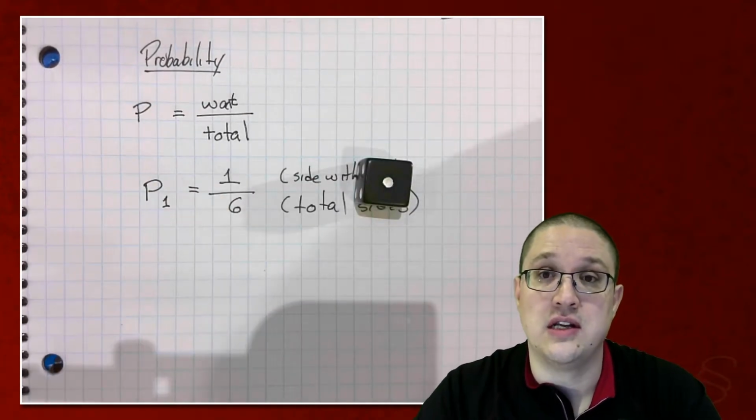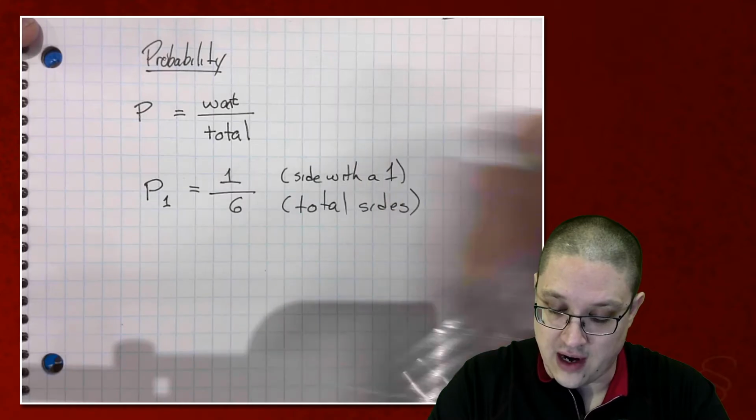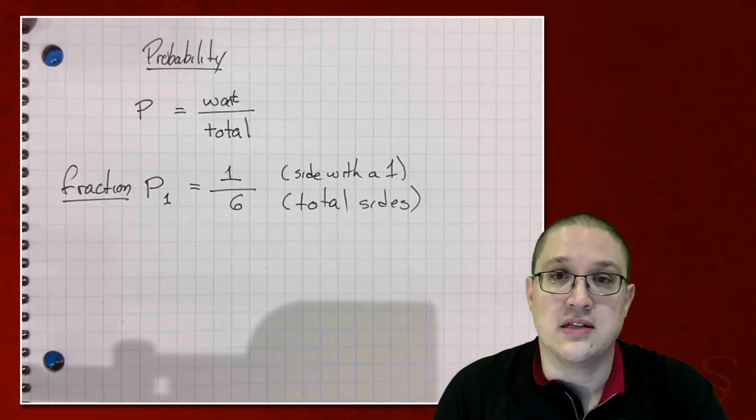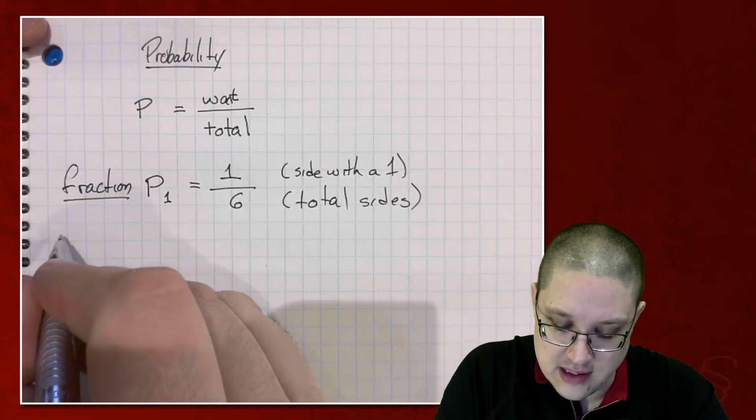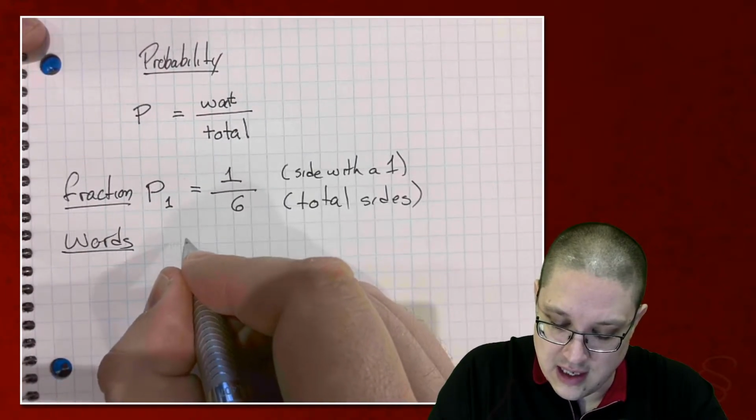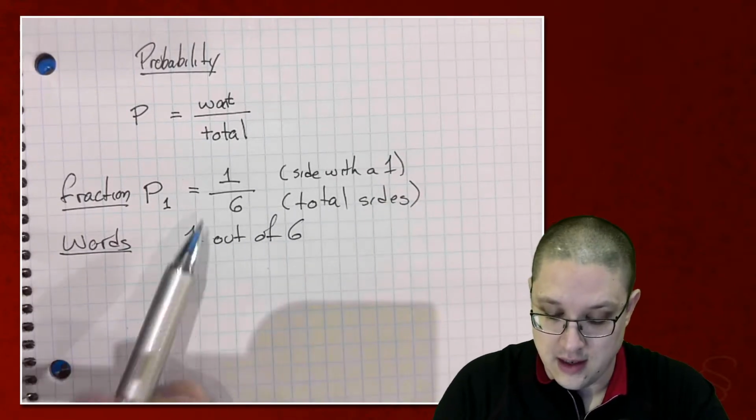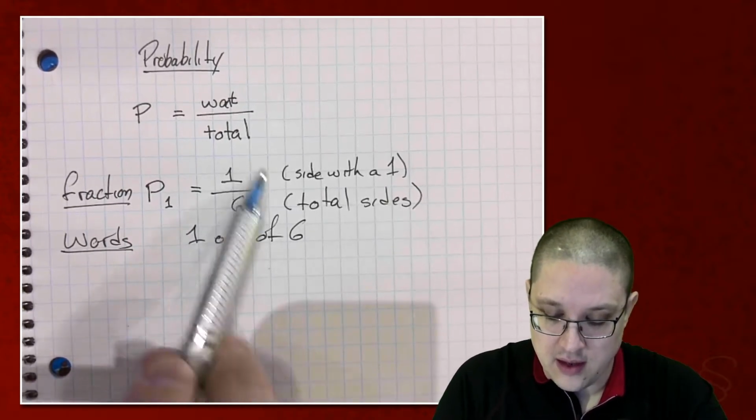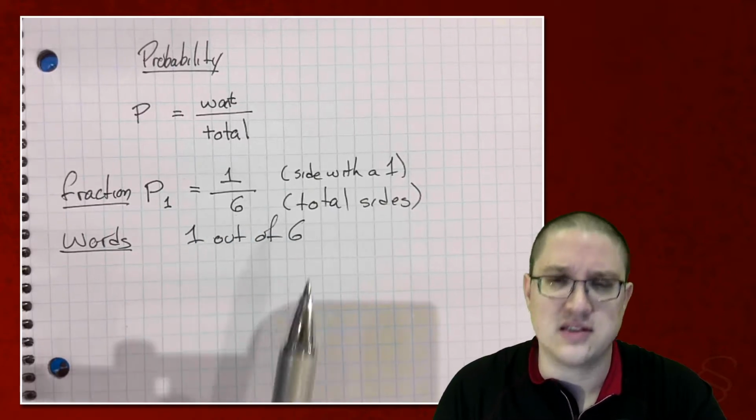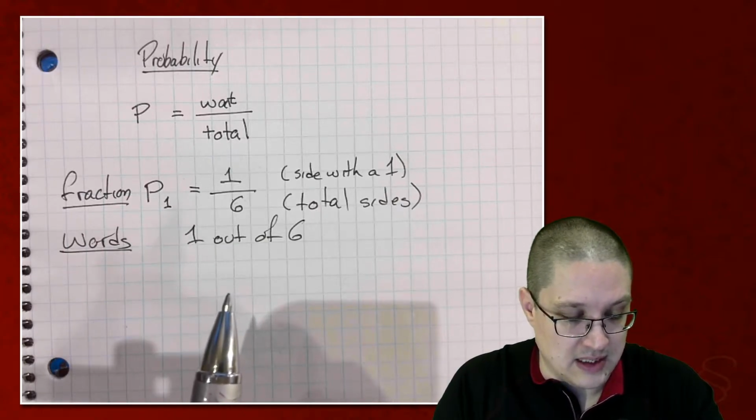Now, as a fraction is the most common way to write this. We can also write it other ways. So this is a fraction. But we can also write this in words. So I could write this as 1 out of 6. These mean exactly the same thing. This is more common math writing, but when you say this or when you write it out, this is often more common as well.